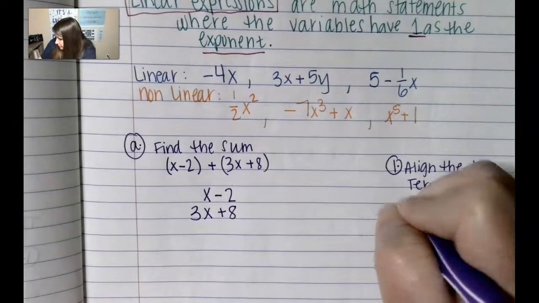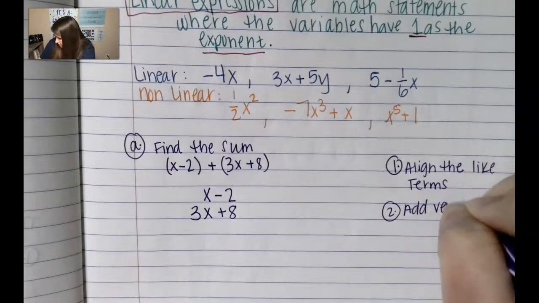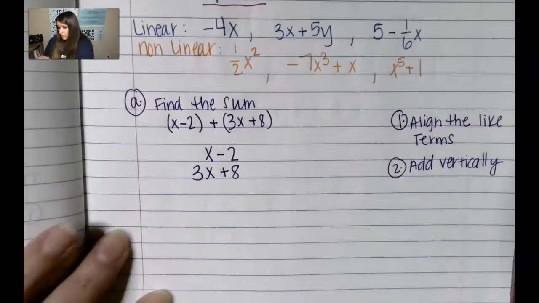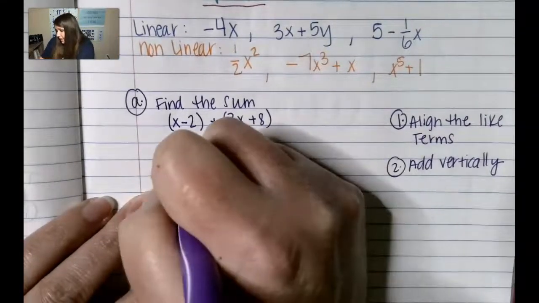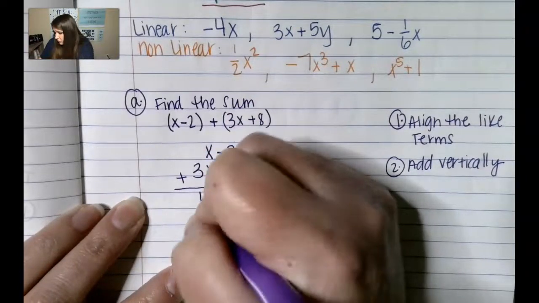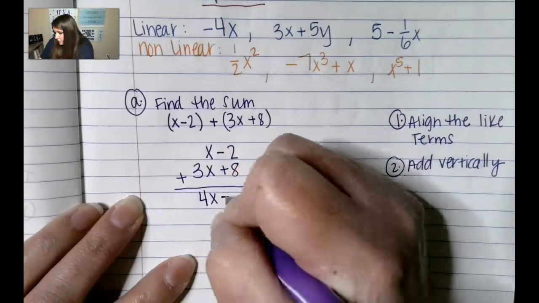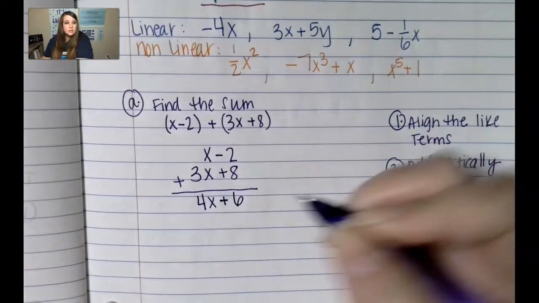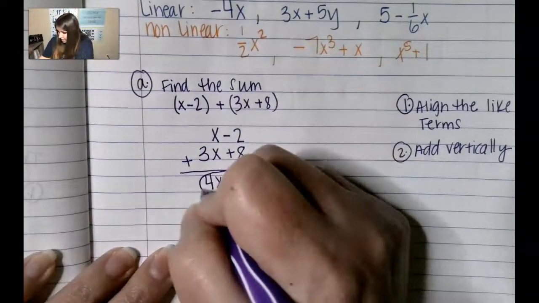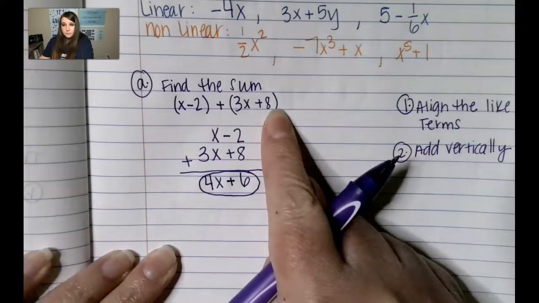Okay, so then step 2 would be add vertically. So if you notice, when I add my like terms, I have 3 plus 1, which is 4x. And I had negative 2 plus 8, which gives me positive 6. So this is the sum of this linear expression.